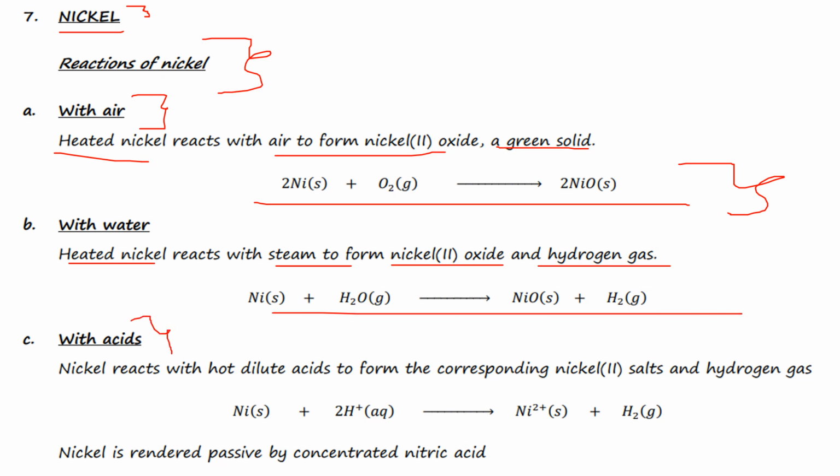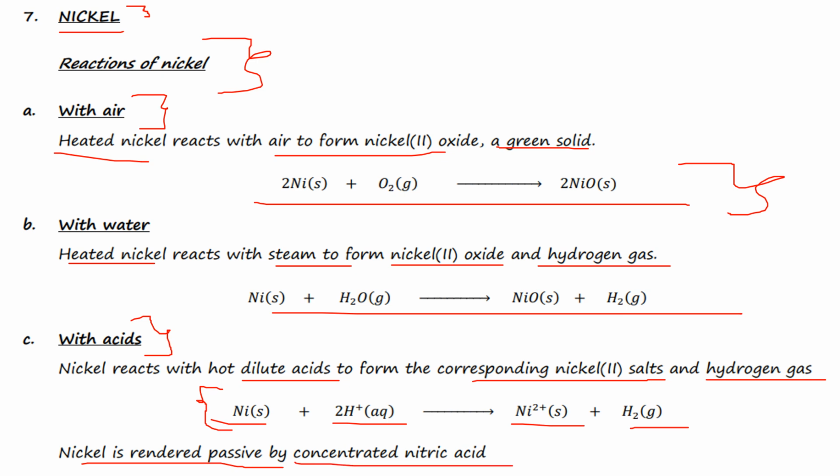Now looking at the reaction with acids, nickel reacts with hot dilute acids to form the corresponding nickel(II) salts together with hydrogen gas. So nickel as a metal reacts with aqueous acids to give us the nickel(II) salts together with hydrogen gas, as follows, just like we mentioned earlier. Now, just like any other transition element, nickel is rendered passive by concentrated nitric acid. So it does not react with concentrated nitric acid under any condition. That's what we mean by rendered passive by concentrated nitric acid.